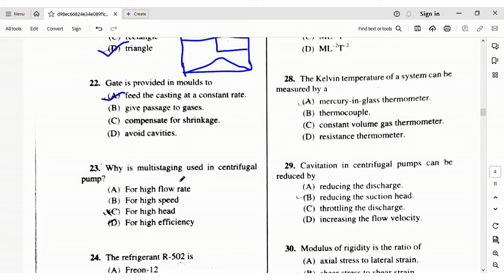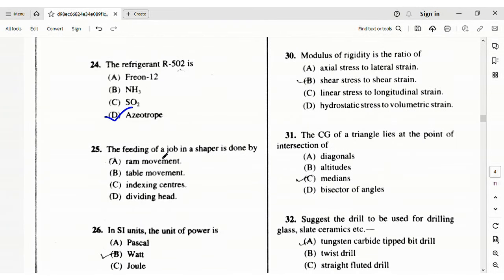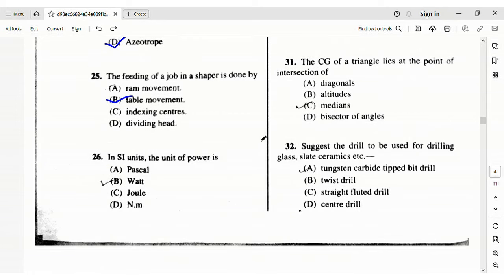Why is multi-staging used in a centrifugal pump? For high head. Now, refrigerant R502 is an azeotrope. The feeding of a job in a shaper is done by table movement. In SI unit, the unit of power is watt.